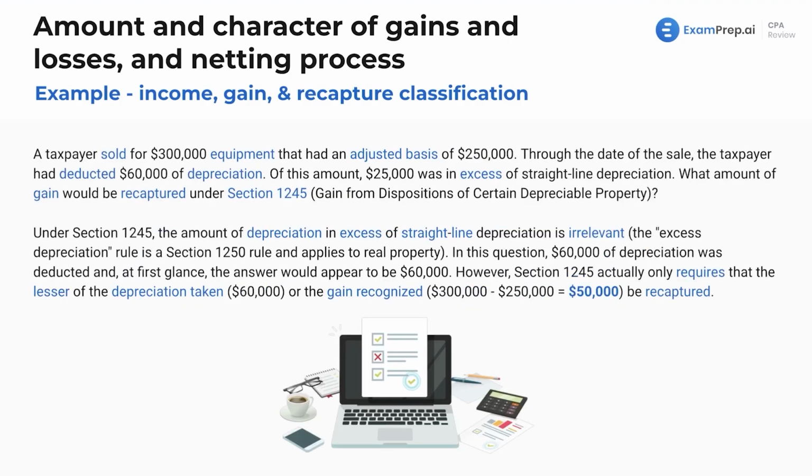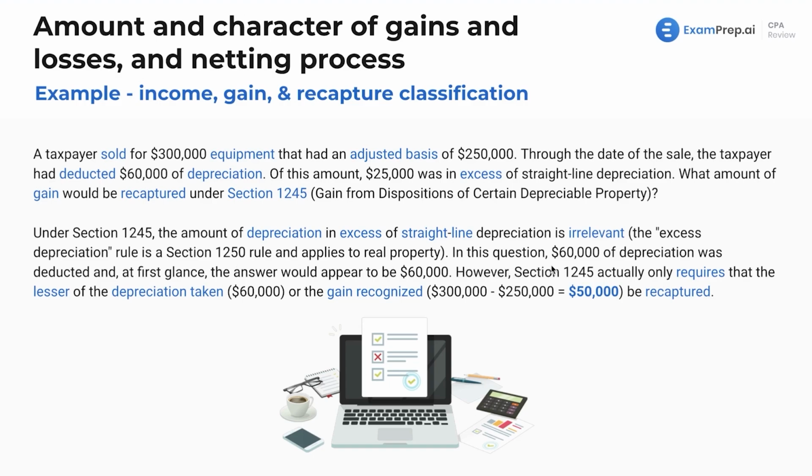Next up, we have a taxpayer selling $300,000 worth of equipment that had an adjusted basis of $250,000. Through the date of sale, the taxpayer had deducted $60,000 of depreciation. Of this amount, $25,000 was in excess of straight-line depreciation. What amount of gain would be recaptured under Section 1245? Now, under 1245, the amount of depreciation in excess of straight-line depreciation is irrelevant. The excess depreciation rule is a Section 1250 rule and applies to real property. So a nice trick there.